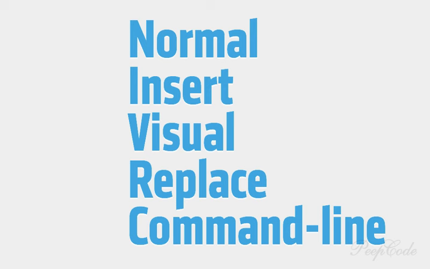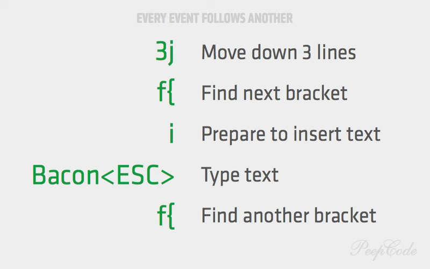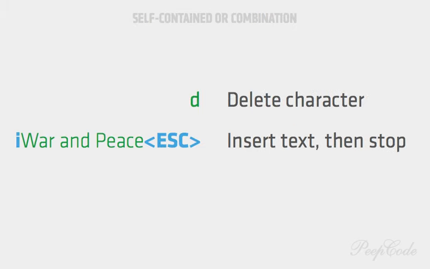The big insight here is you can ignore all the modes. Don't worry about them. Just think about this instead. You simply give Vim one command after another. For example, move down 3 lines, go to the opening bracket, insert some text, find the next opening bracket, and so on. That's it. Some commands are self-contained, such as delete the character under the cursor.